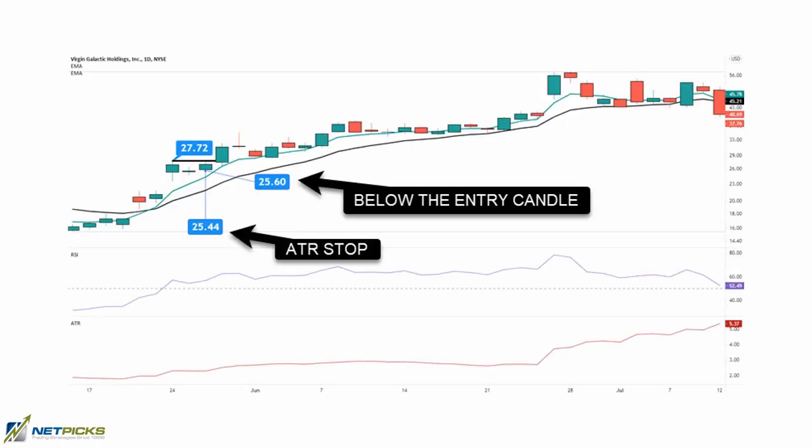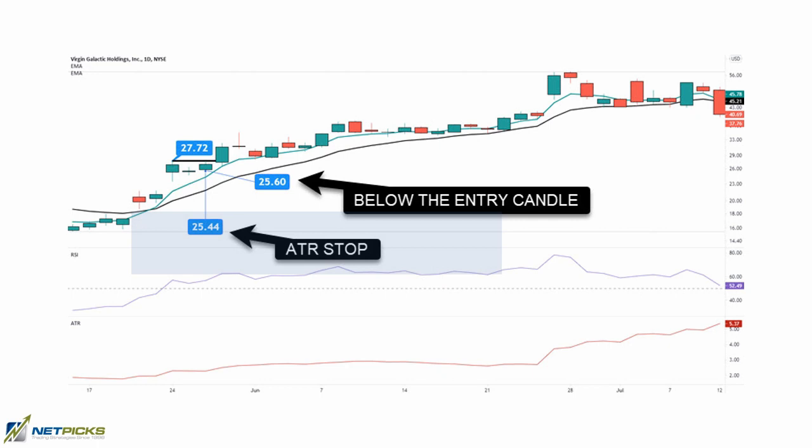Now, on this daily stock chart, both the EMAs and the RSI are in our favor at that $27.72 marker. It just takes 2 days for price to break that level. Using the entry candle as a stop loss location, your stop would go at $25.60. If we use the 14-period ATR amount and subtract that from the entry price, your stop will go at $25.44.